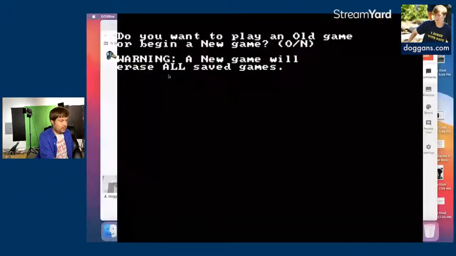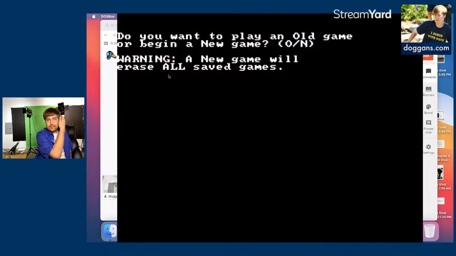And let me put up the window that has the game in it. And has StreamYard behind it, even though DOSBox is full screen. What you gonna do there?